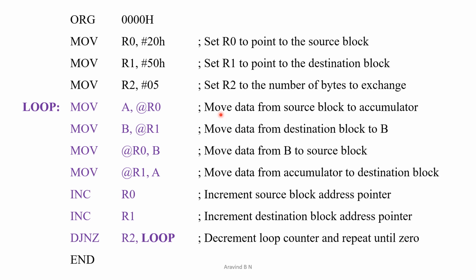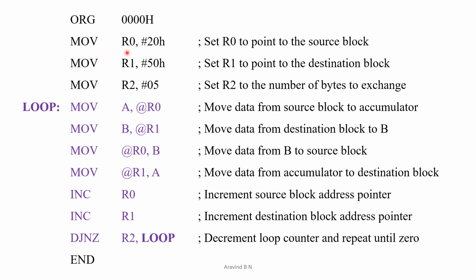Now here is the program for that. R0 will be pointing to the source memory location, R1 will be pointing to the destination memory location, and R2 will be holding the count value, that is how many values we need to make the exchange. So that will be available in the R2. And in order to store the data temporarily, we are going to make use of two registers, that is accumulator A as well as one more register B. Now let us get into the program.